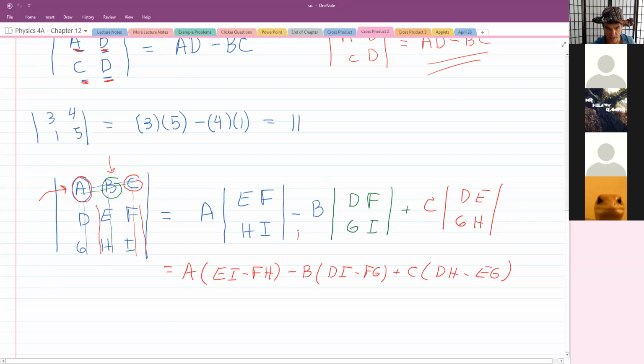But one thing, and this just comes from linear algebra, there's a minus sign there. And that's just something you need to memorize. Or I mean, you can put it on your cheat sheet. And then you go to C, you get rid of the row and the column that C is in, and I'm left with this 2x2, D E G H. And then all you're doing is you're taking A, and then you're multiplying it by the 2x2 matrix, EI minus FH, minus B times this, DI minus FG, plus C times DH minus EG. So that's just sort of a little memory technique.